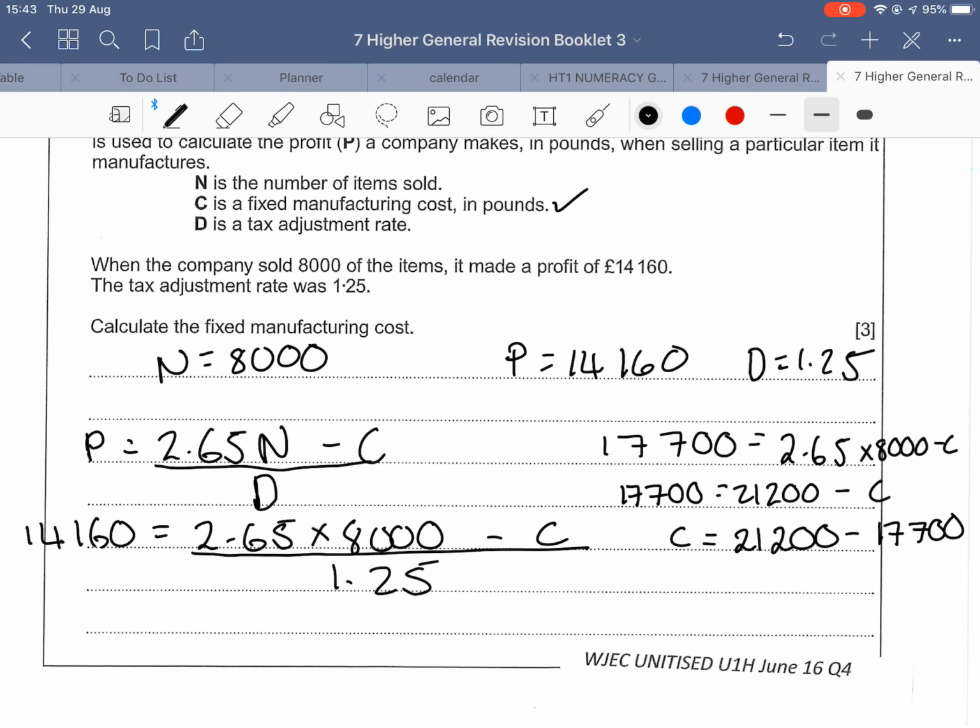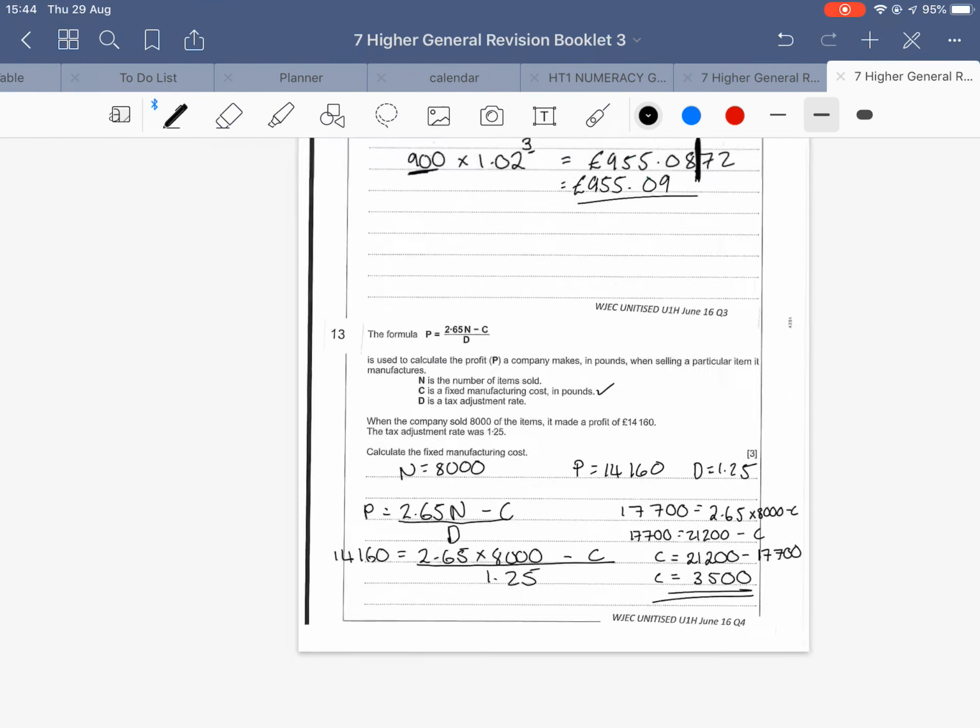Simple. If you did 10 take away what is 4, you know that 10 take away 4 is 6. So if we just take those two away, that's 350. And that is our fixed manufacturing cost. I feel like they should have given me more room, or maybe I just wrote too big.